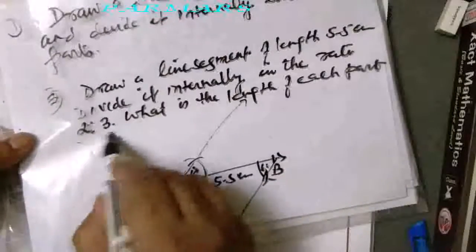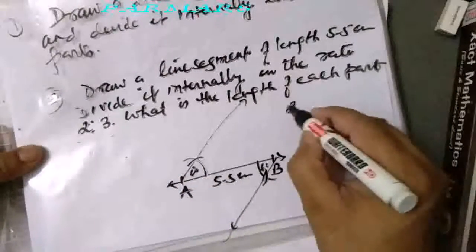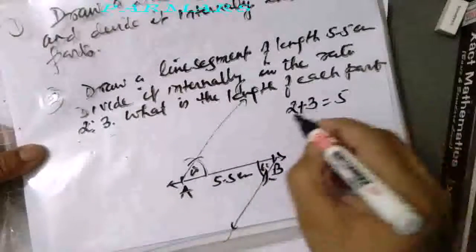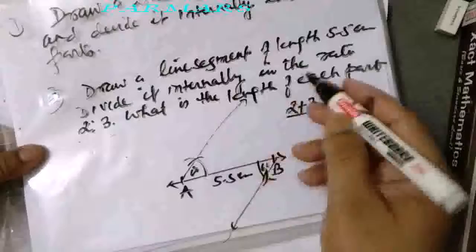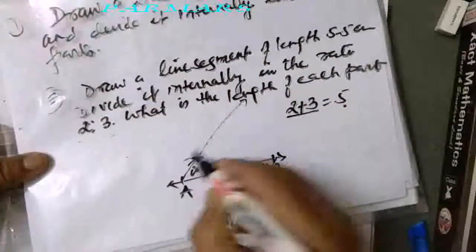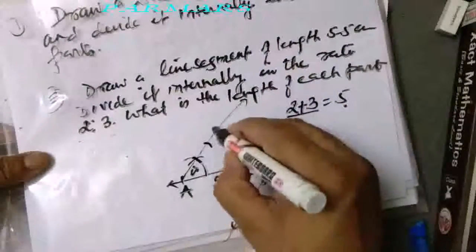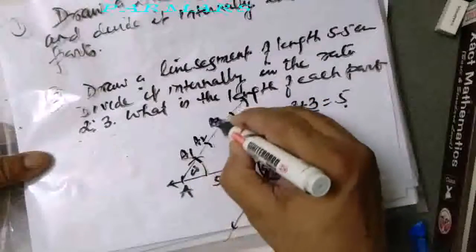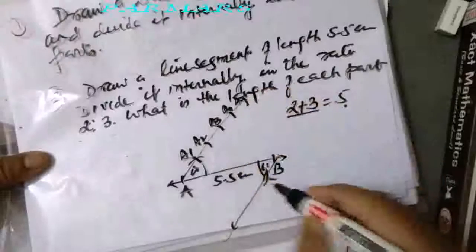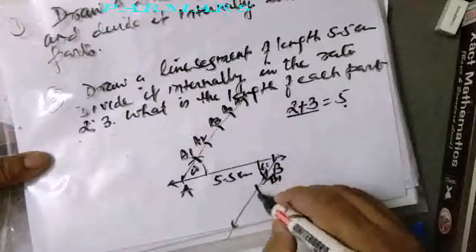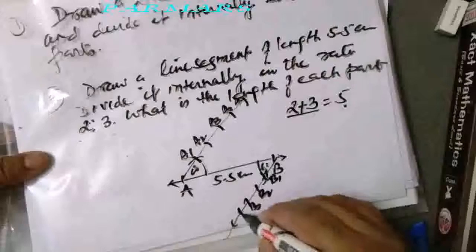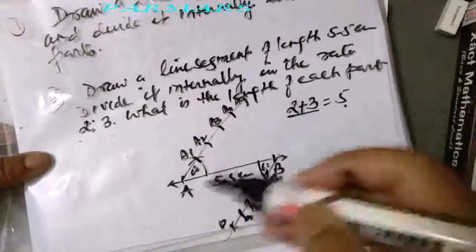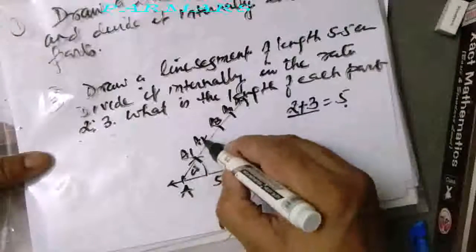Now here 2:3. So 2 plus 3 equal to 5. Internal division, 2 plus 3 equal to 5. So the same process should be done by using 1, 2, 3, 4 and 5. A1, A2, A3, A4, A5. And same B1, B2, B3, B4, B5. Okay. First one is 2. So 1, 2. This is 2.